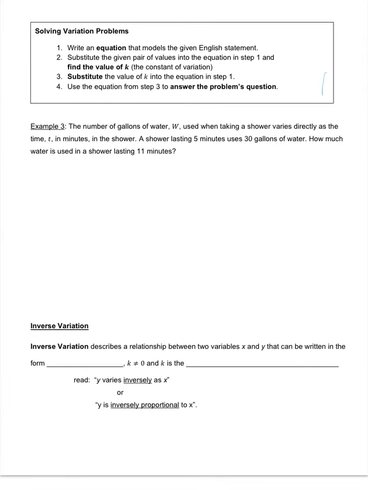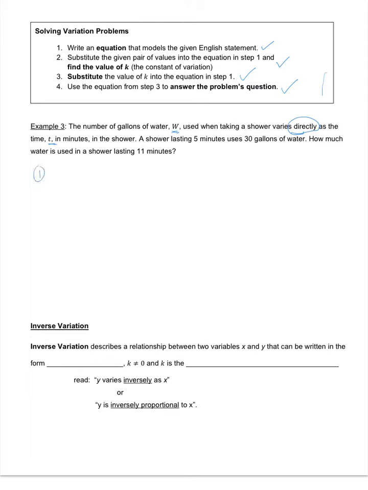Now let's talk about how to solve variation problems. First, we write an equation based on the words. Then we substitute in the values in the equation and find k, the constant of variation. Then we rewrite the equation, substituting in the value of k, and then we use that equation to solve the word problem. So in example 3, we see that the number of gallons of water W used when taking a shower varies directly as the time t in minutes.